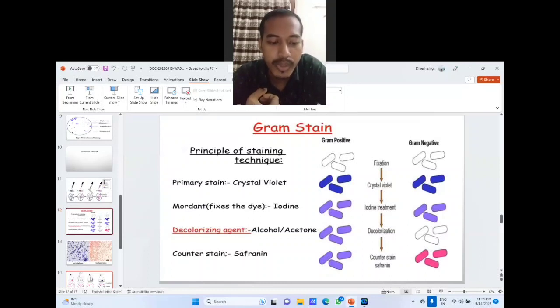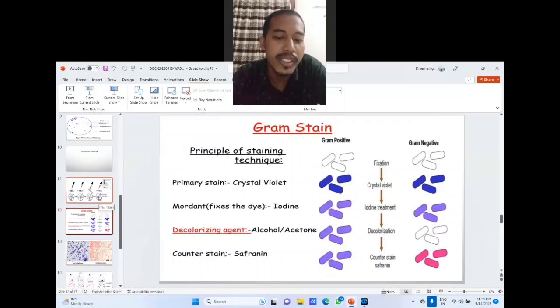Then after using the mordant, we use the decolorizer. It is the most crucial step in the gram stain. It differentiates bacteria as either gram positive or gram negative. After using the decolorizer for 2 to 5 seconds, we use the counter stain, that is safranin.